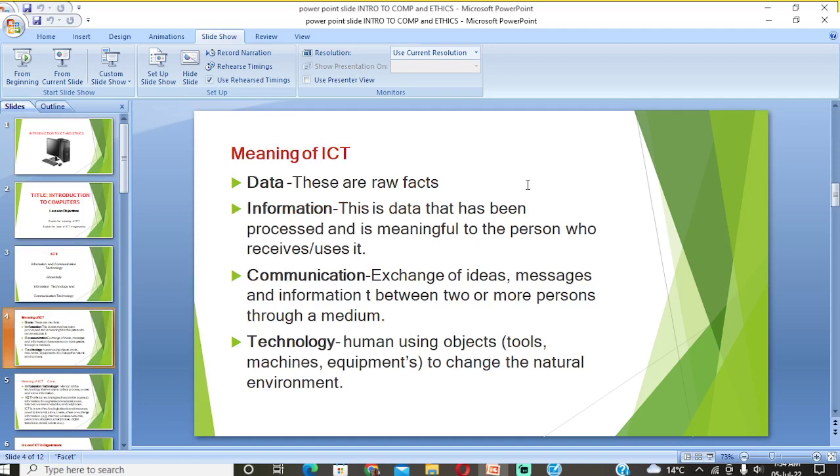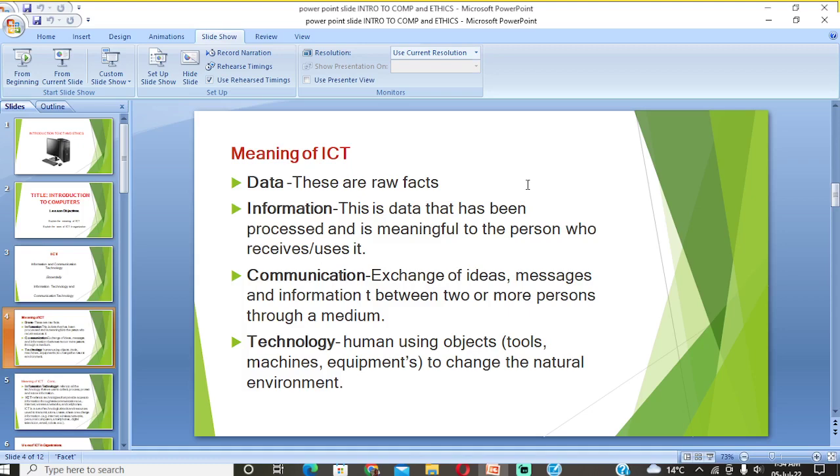That is, one, we want to look at what data means, what information means, what communication means, and what technology means. So data, we can say these are raw facts, while information, we can say this is the data that has been processed and is meaningful to persons who receive it. So information is actually the manipulated data. So data that is rearranged or organized in some form that makes sense and is meaningful to the users.